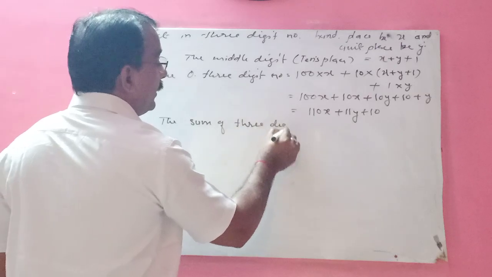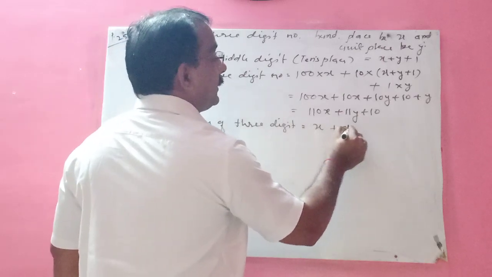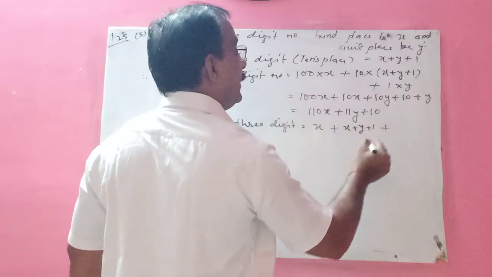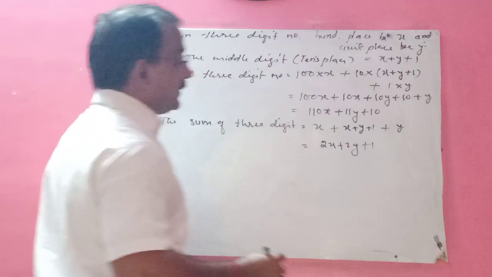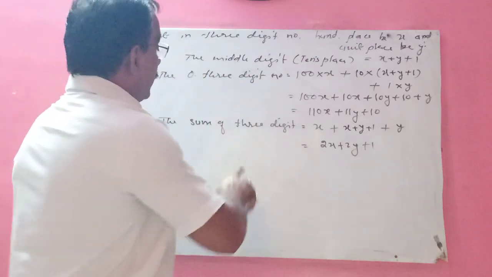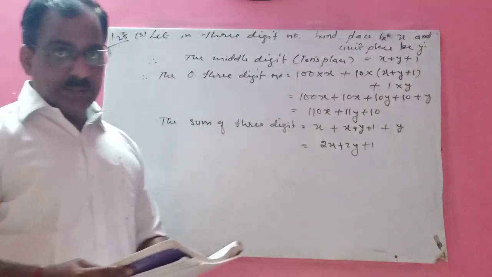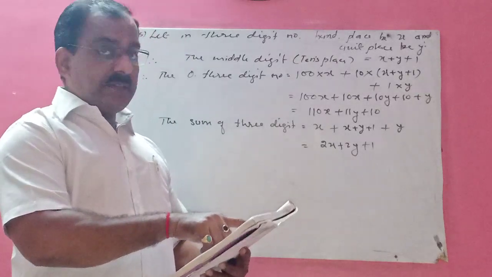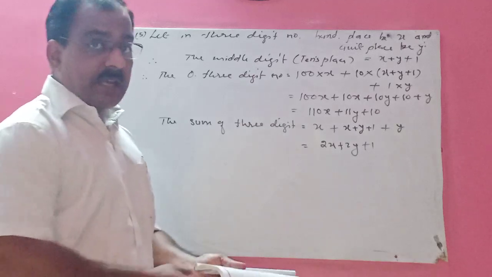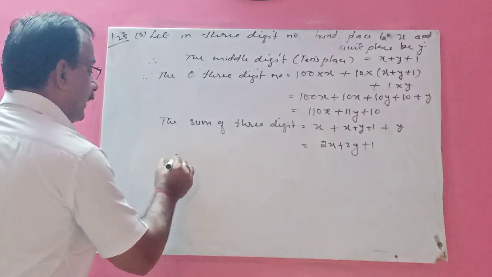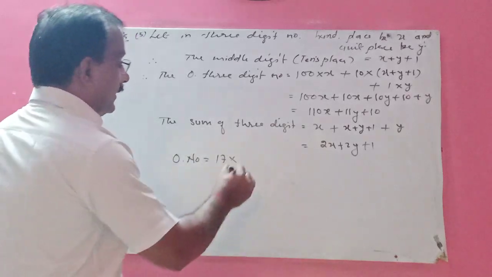Also you find out the sum of the digits of the 3-digit number, which is equal to hundreds place plus tens place plus unit place. So x plus x plus y plus 1 plus y, that is 2x plus 2y plus 1. This is the sum of the digits. Okay, 2x plus 2y plus 1. Now see the first condition. What is the first condition here? A 3-digit number, so the original number is 17 times the sum of the digits.